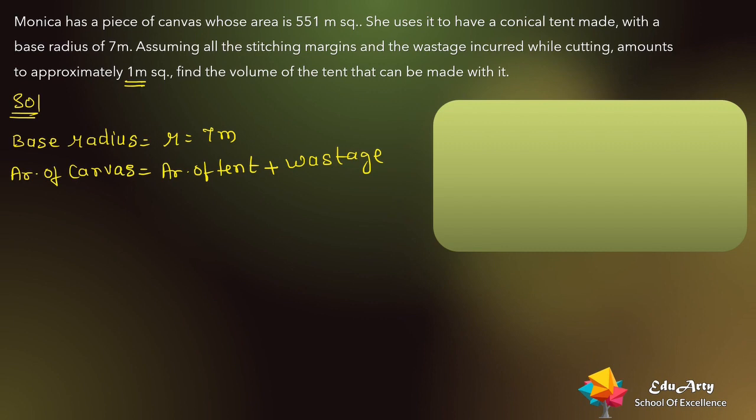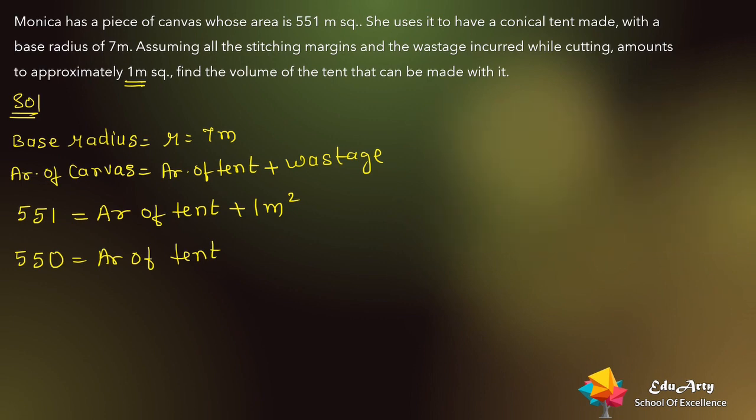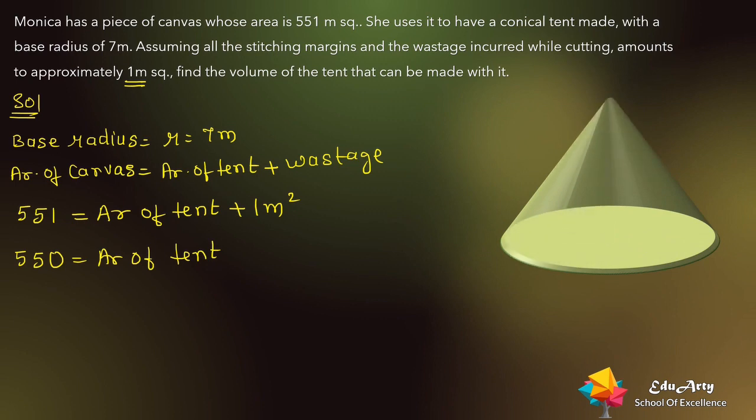Correct, this will include the area of the tent and wastage. That means the area of the canvas given to us, which is 551 meter square, includes the area of tent plus 1 meter square of wastage. Now you take the one here. It will become 551 minus 1, so 550 is the area of the tent. Now this is going to get converted into a tent.